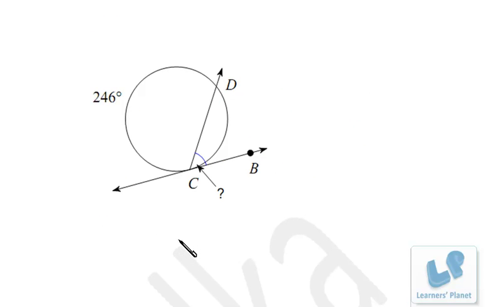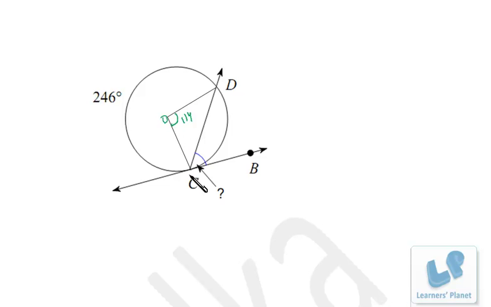Now this question, try this on your own and then match your answer and solution with mine. I just complete the figure first of all. Now here, this is the center. This angle is 246. That means this angle must be 360 minus 246, that's 114, right?